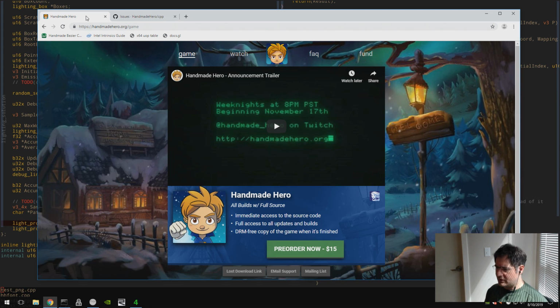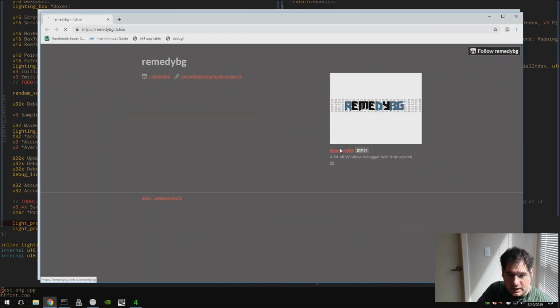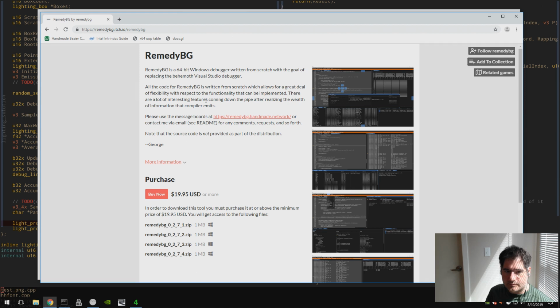I think you're probably seeing a failure somewhere else. Would you recommend any free Windows debuggers? No, I would not. However, I would recommend going to remedy.itch.io and paying $20 for this one. I guess I would say if you cannot afford $20 for a debugger, I would ask, how did you afford a computer? Since they're very expensive. Maybe it was gifted to you. In which case, maybe ask whoever that is to gift you a Remedy BG license, because at $20 it's pretty darn cheap.